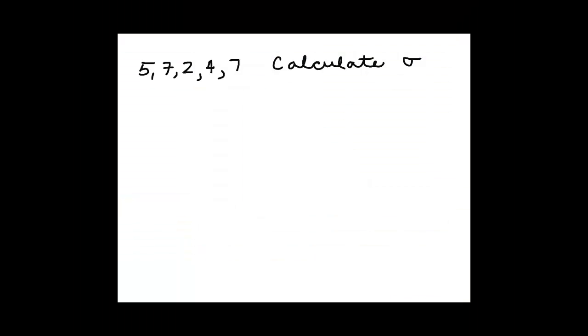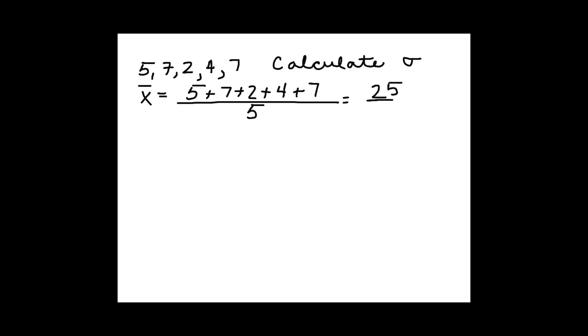Let's practice with a small set of data by calculating the population standard deviation. First step is we need to calculate the mean of this sample. If you add up all of the observations and then divide by how many observations there were, in this case 5, you end up with 25 over 5, which equals a mean of 5.